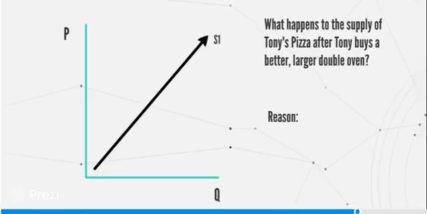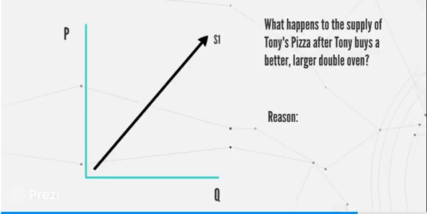In our third example, what happens to the supply of Tony's Pizza after Tony buys a better, larger double oven? Hopefully you put down that the supply of Tony's Pizza is going to rise to the right, because now instead of being able to make 100 pizzas, with this bigger double oven Tony might be able to make 150 pizzas at a time. So his supply is going to rise to the right, and this reason would be technology.